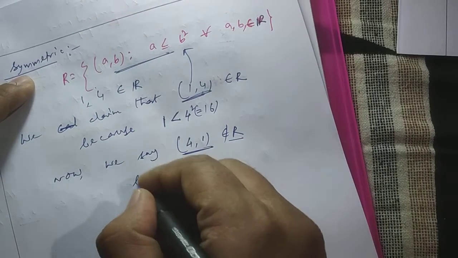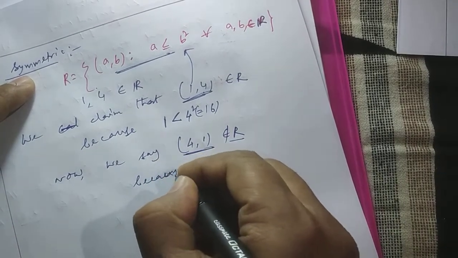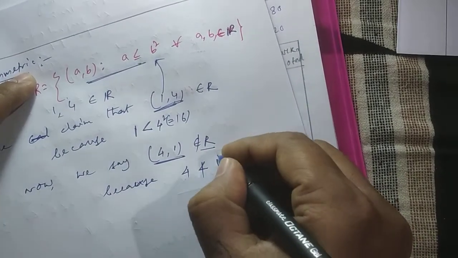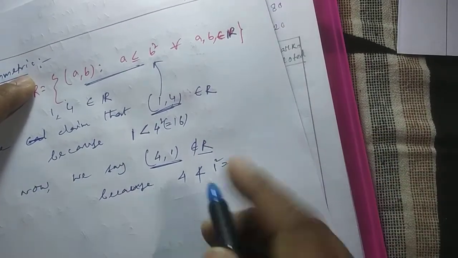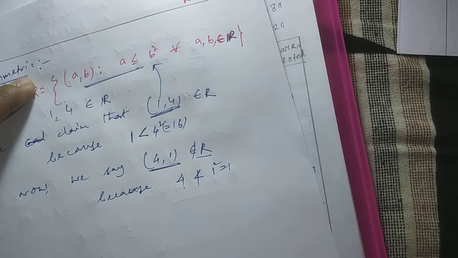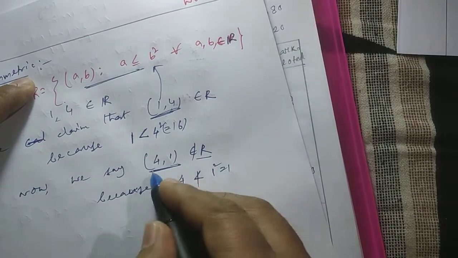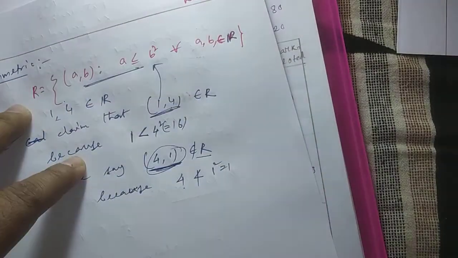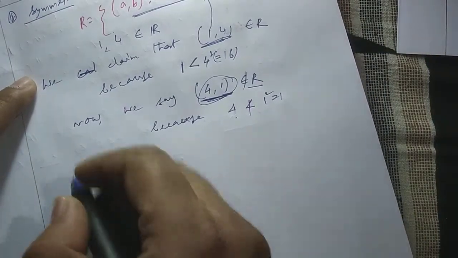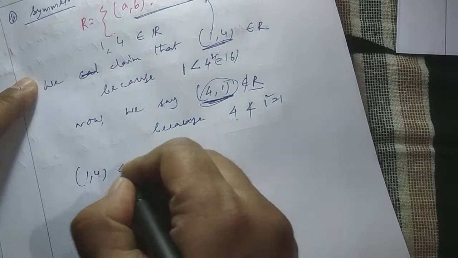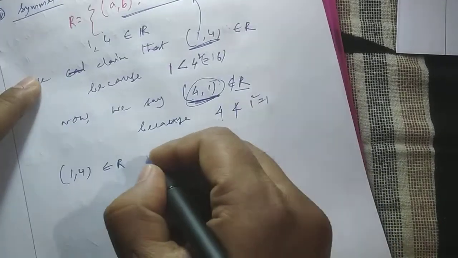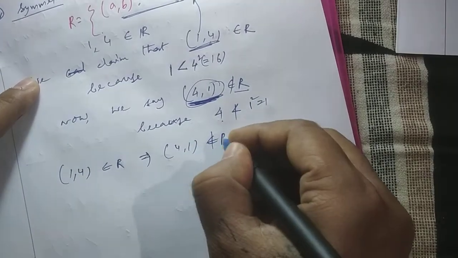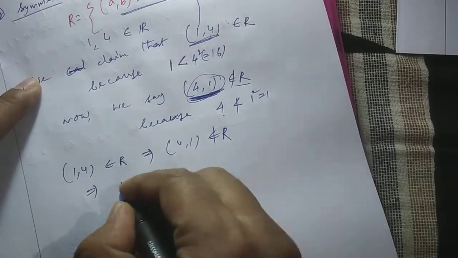Why? Because 4 is not less than 1 square. 1 square means 1. 4 is not less than 1. That's why we can say this ordered pair 4, 1 does not satisfy the relation. So firstly we have taken 1, 4 belongs to R, and finally we have proved 4, 1 does not belong to R. So here R is not symmetric, right?